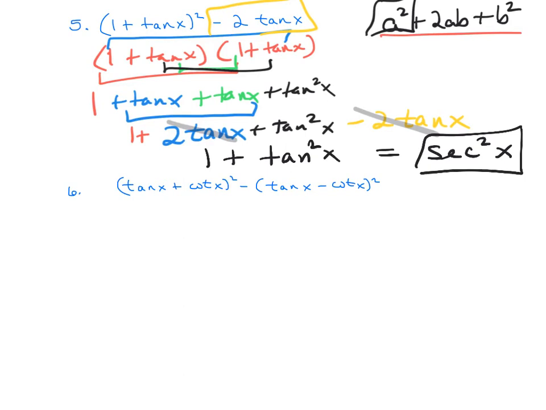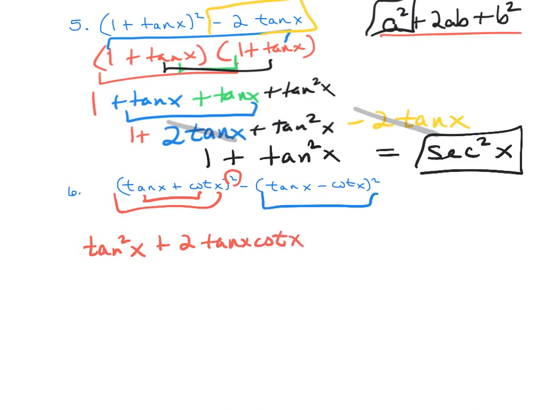Next one, I have to FOIL both sides. We're going to FOIL this side, and we're going to FOIL this side. Or we could also do the pattern that I just showed you. So the pattern for the left side, I square tangent x, and then the middle term is going to be this times 2. So 2 tan x cotangent x.